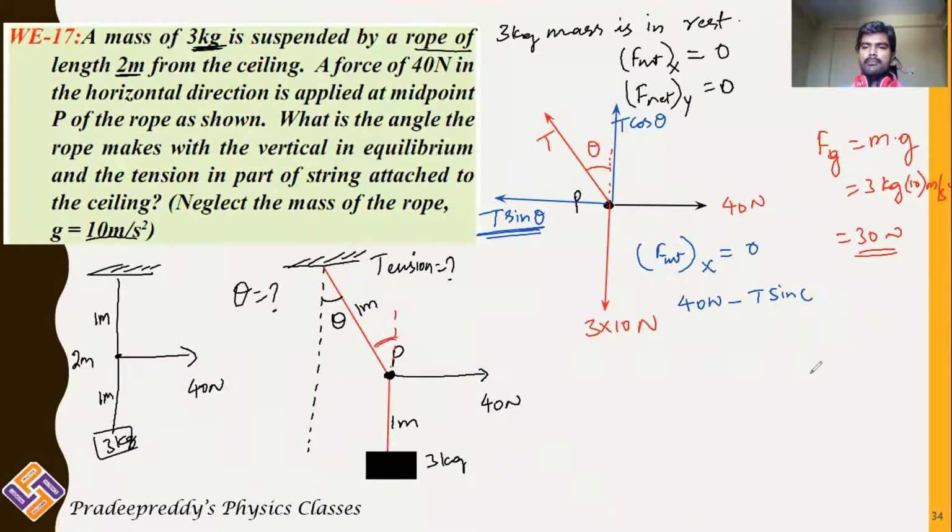That is equal to 0. This gives you T sin theta is equal to 40 Newton. Let me take this as equation number 1. Now F net along y-axis is equal to 0.